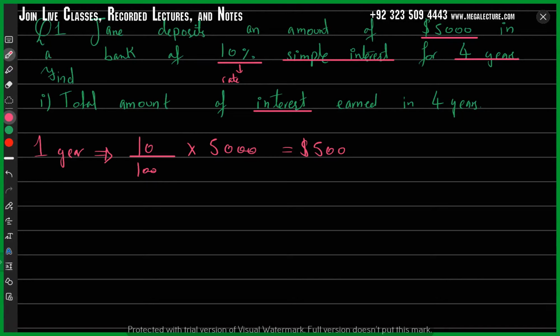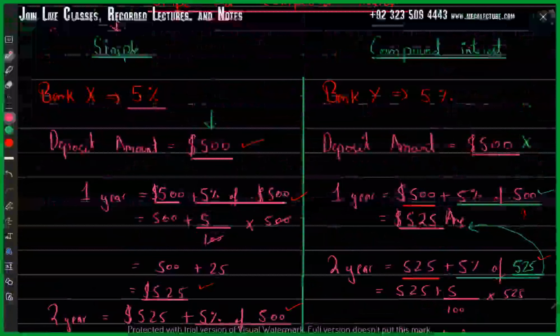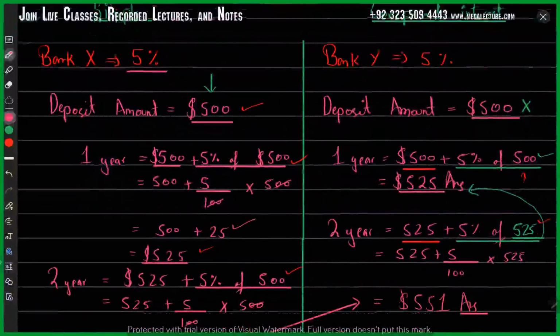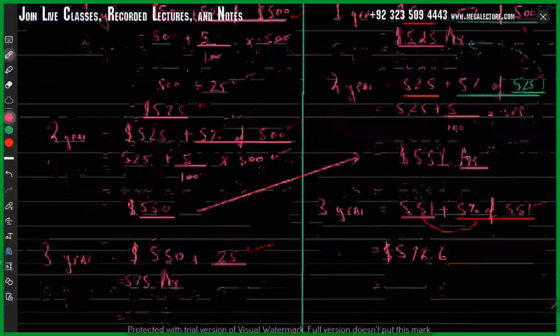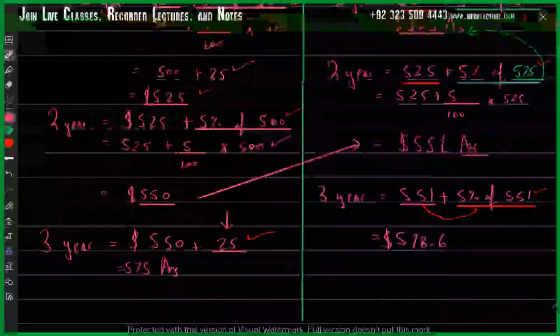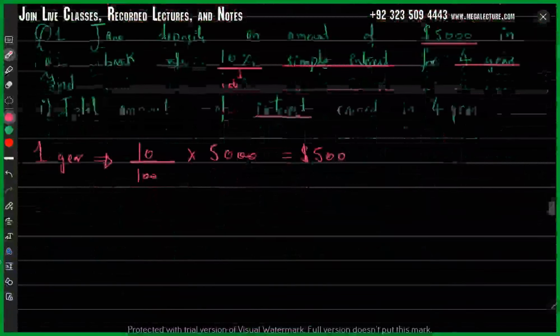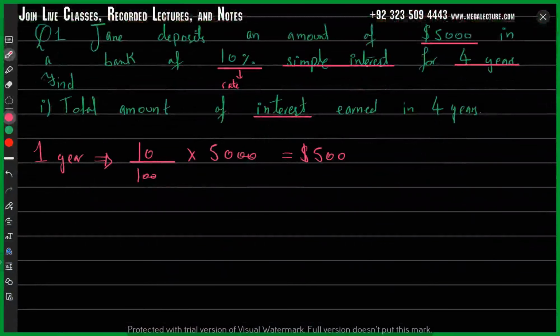How do we know that? We know that through the discussion we did in the beginning. This was the interest amount, that was 25, and this was the interest amount, that was 25. So every time it was fixed, because in case of simple interest we are using the deposit amount and then finding the interest. So this is 500 at the end of the first year.